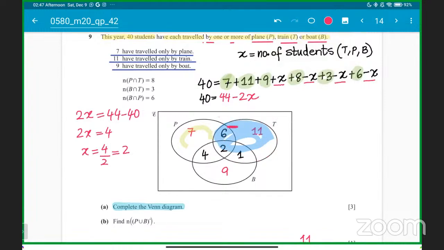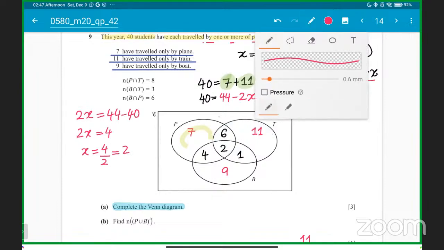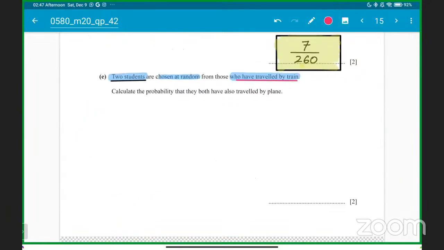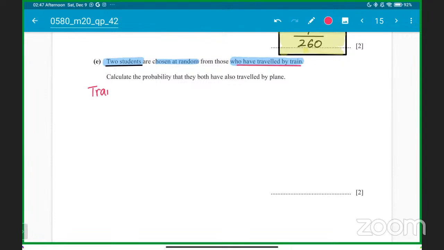Okay, getting it, everyone? You have to take into account only the train circle. Everyone got this? So how many train people were there total? Total train students were 11 plus 6 plus 2 plus 1. So what is it? I think I get it as 20.